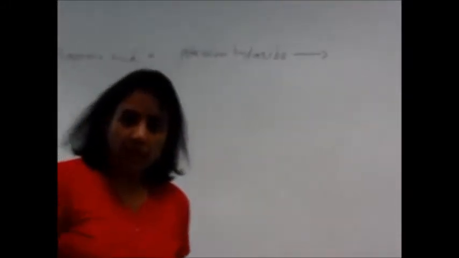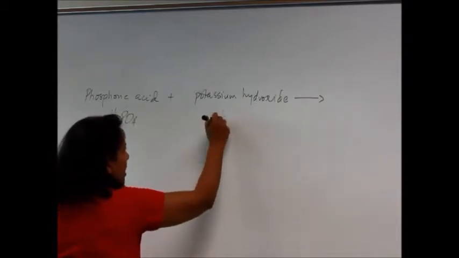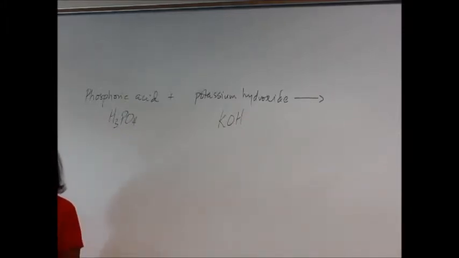Just write the molecular equation first. H3PO4 is phosphoric acid. Potassium hydroxide is KOH. What kind of reaction are we talking about here? Is it single displacement, double displacement, decomposition? What kind of reaction is this?